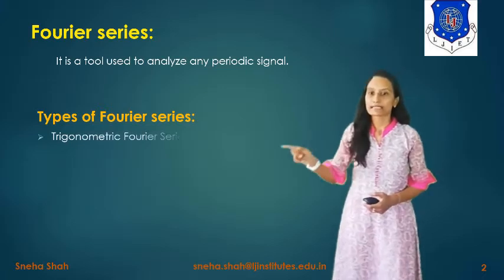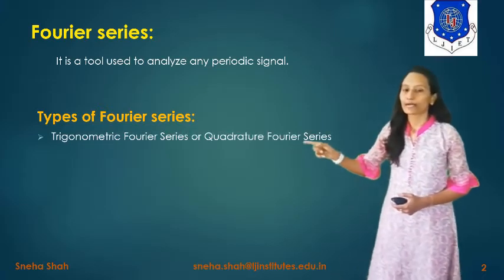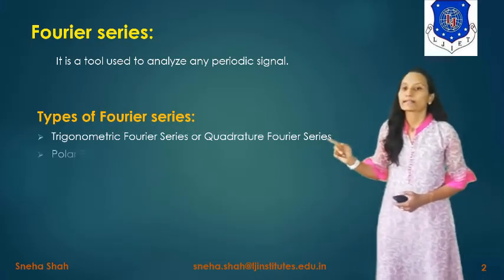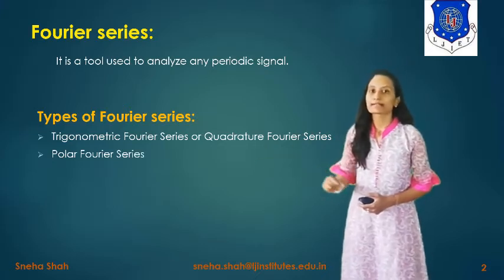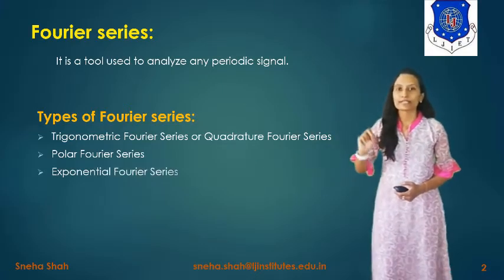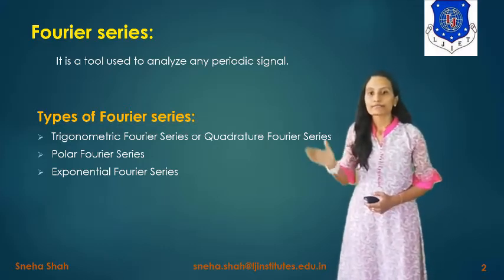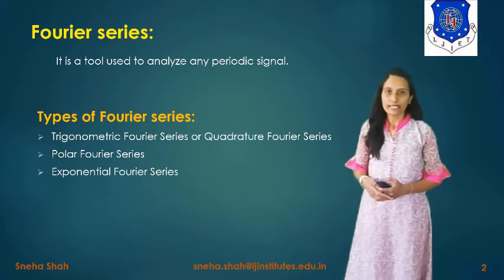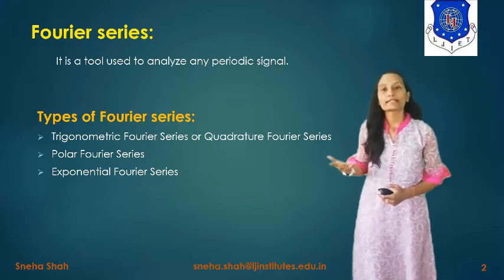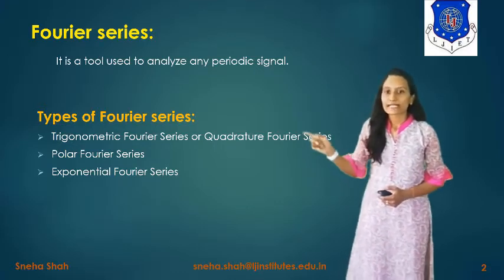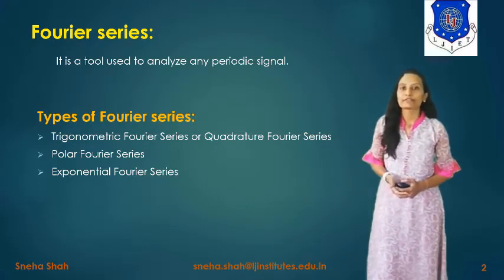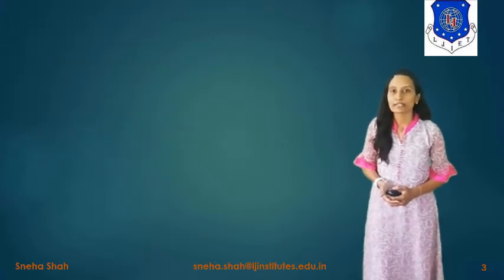The first type is trigonometric Fourier series or quadratic Fourier series. The second one is polar Fourier series and the third one is exponential Fourier series. Now we will see the equations for these three kinds of Fourier series one by one with their coefficients. Starting with the first type, which is trigonometric Fourier series.